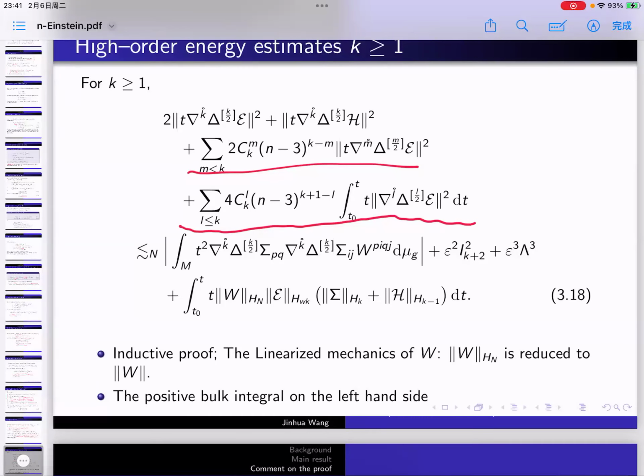And for a higher order energy estimate, I will not go into the details, but the main idea is we can use the inductive proof, because we should remember that, because of the elliptic estimate for this bad spatial non-decaying Weyl tensor, it has a linearization mechanism, and this helps to close this inductive proof. And second, we have this positive Bach term on the left-hand side, and this will also help in the higher order energy estimate.